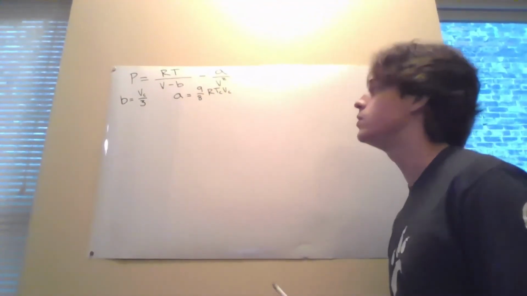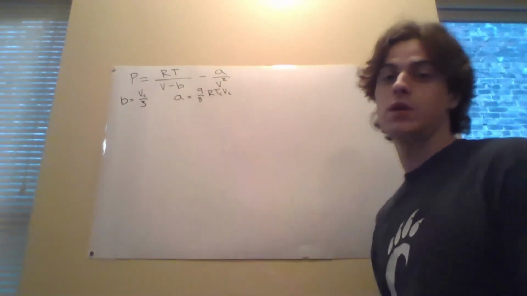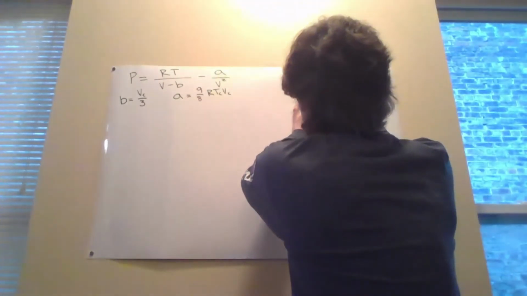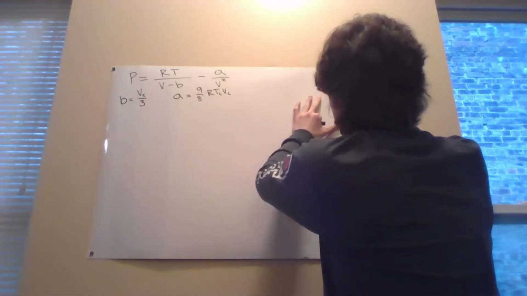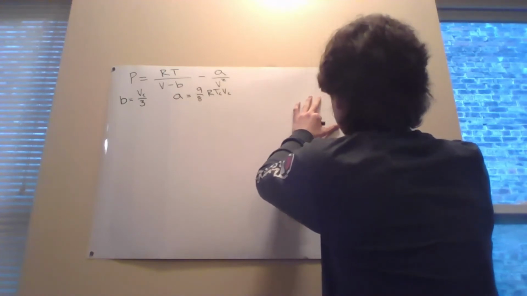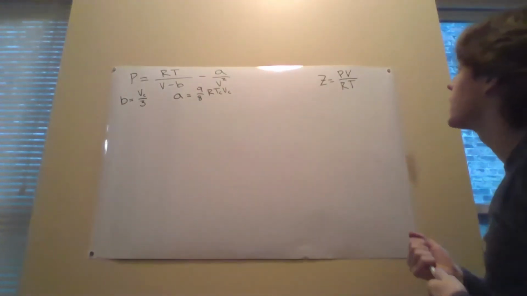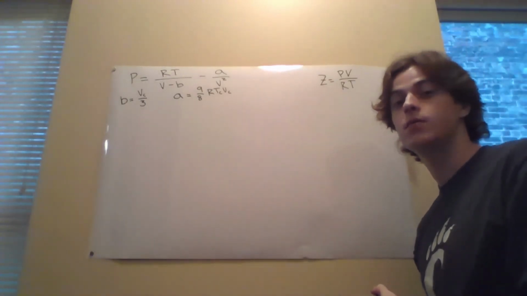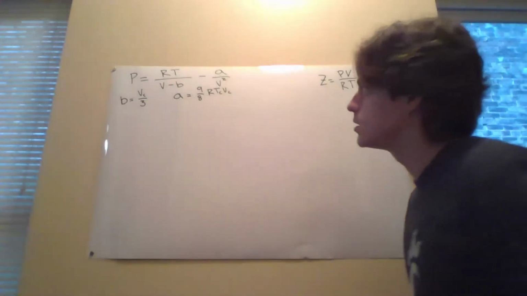Alright, so now I'm going to use the expressions that we found for B and A to solve for the critical compressibility. The compressibility factor is Z, and it's defined as the pressure times the specific volume over R times the temperature. For an ideal gas, this value is 1, but we're not working with the ideal gas equation anymore. So I'm going to calculate the value for Z at the critical point, starting by plugging B and A into this equation.